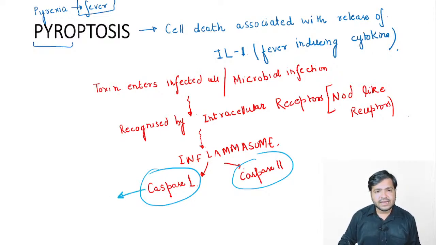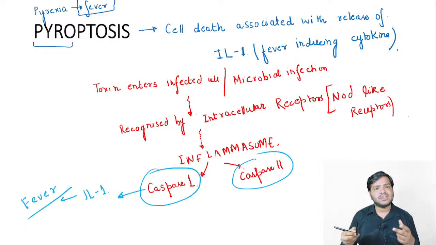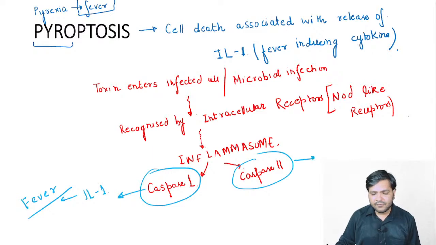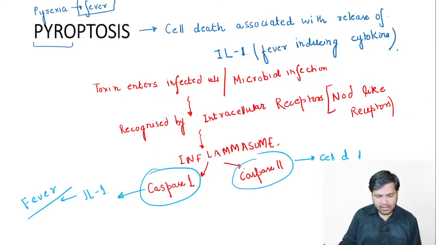Caspase 1 further leads to interleukin 1 activation, which will lead to fever, that is pyrexia, or simply the term which is called pyroptosis. Apart from that, guys, remember we have caspase 11. Caspase 11 will lead to cell death. So remember, two questions are being asked over here.